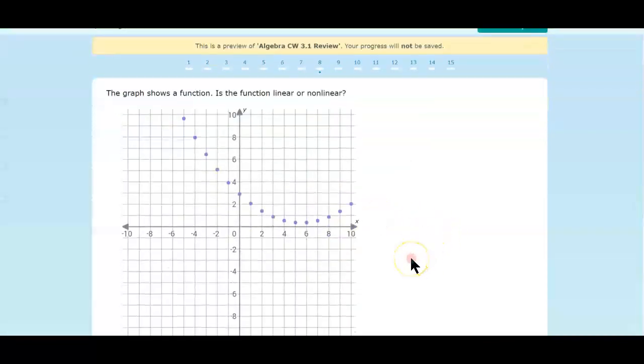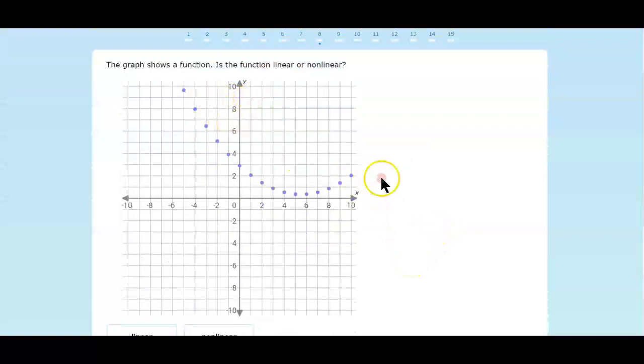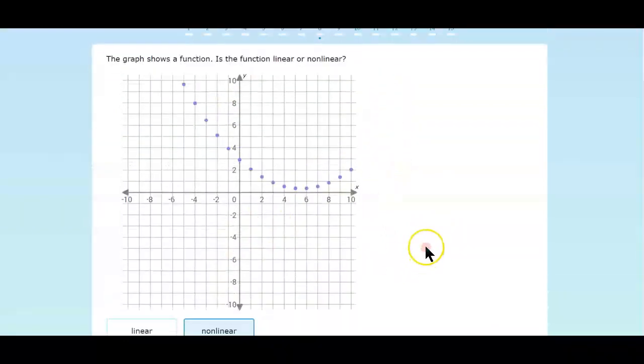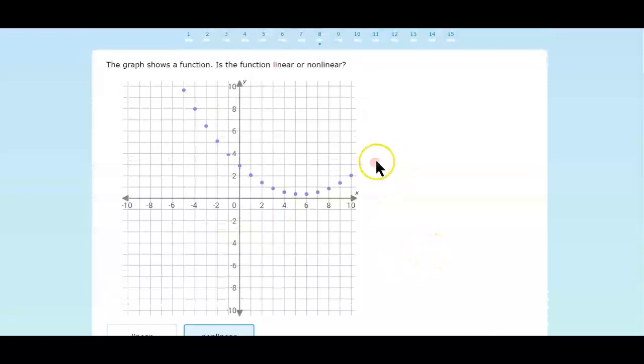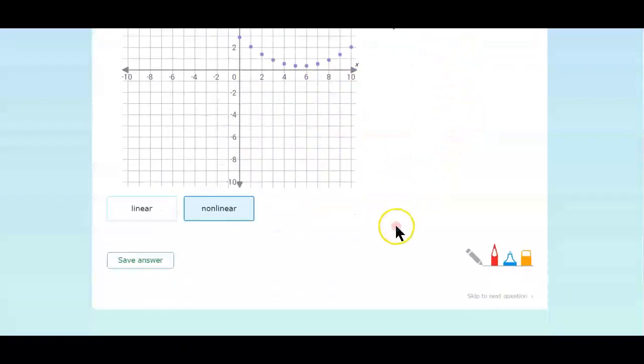Is this linear or nonlinear? No, it is nonlinear. Why? You could either say it's not a straight line, or you could say it's curved. Okay? It's curved. You could say it's not a straight line. Either way is fine.